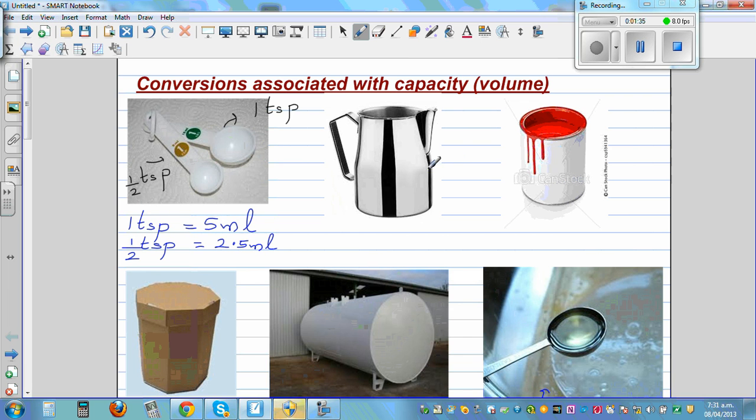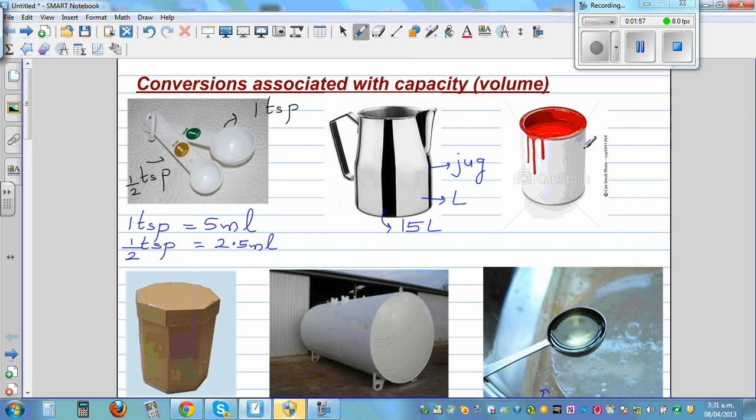Okay, this is a jug. So in which unit would you measure a jug? Well, the unit that you would measure would be in liters. L for liters. So this may be about how much? This may be about, say, 5 liters. Let me make it 15.